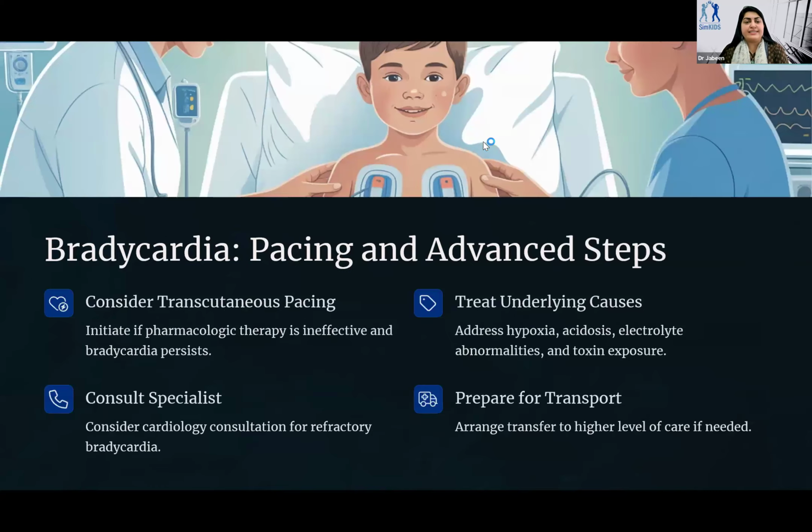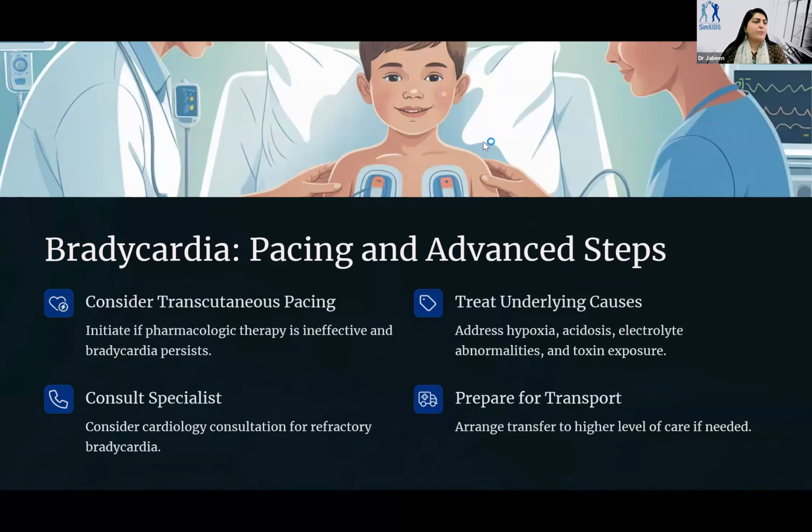Then pacing and advanced steps. Frankly speaking, if we go to those advanced steps, we almost always consult our cardiology team. It is very rare that we have used pacing in pediatric patients. But if you have to, you can start transcutaneous pacing, treat the underlying cause, and consult the specialist. And if you are not at a tertiary or quaternary care center, you are at a primary or secondary one, then please try to arrange early transport.